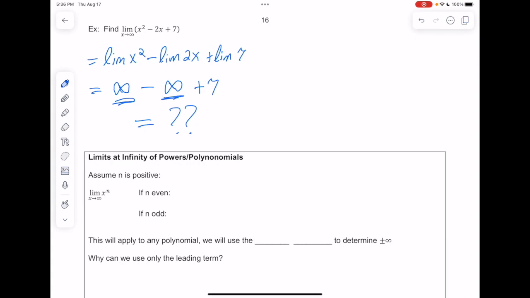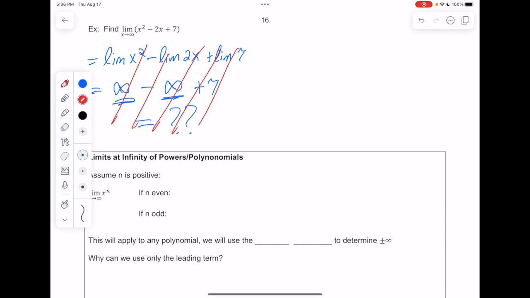So what does that mean? It means that that wasn't the right approach. So we're not going to go at it that way. We're going to go at it a different way. So here comes the different way.